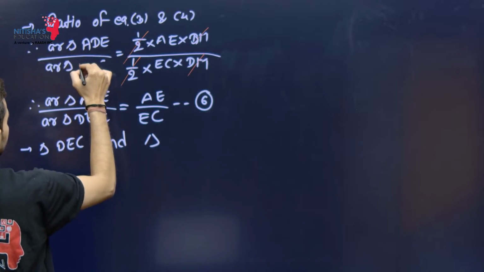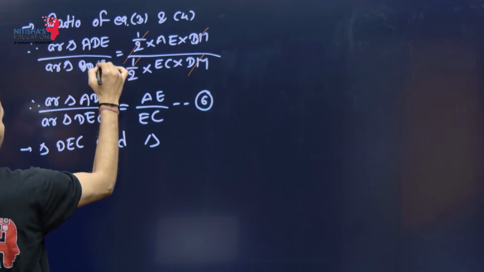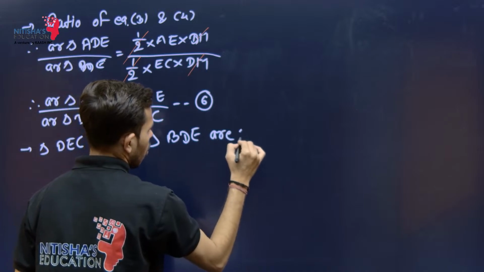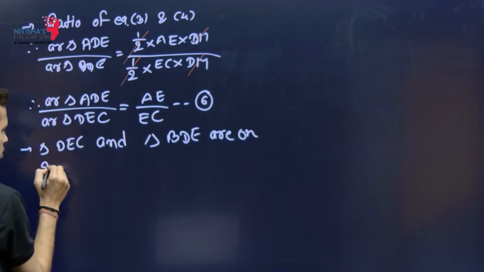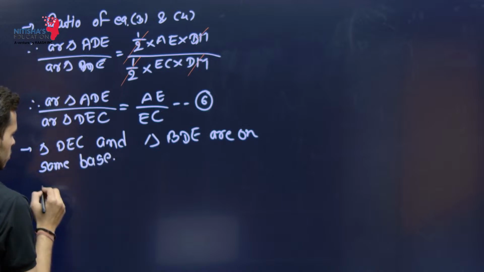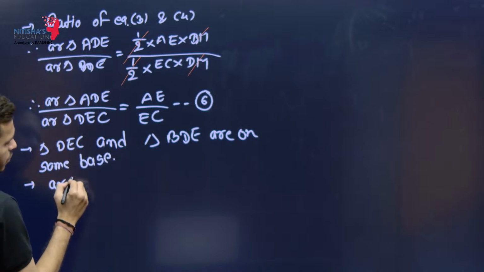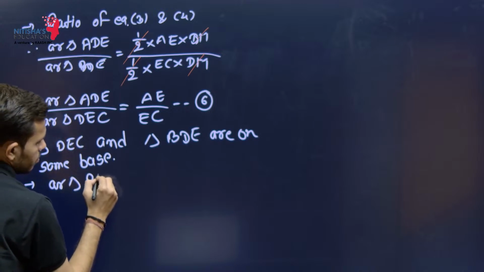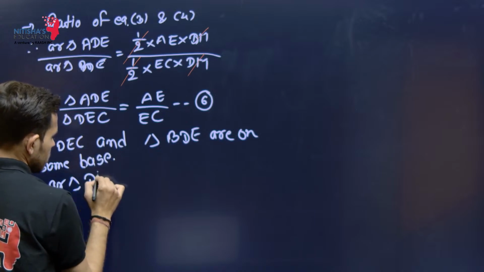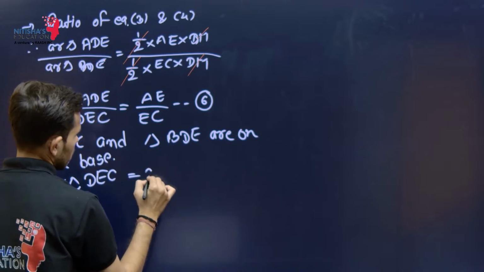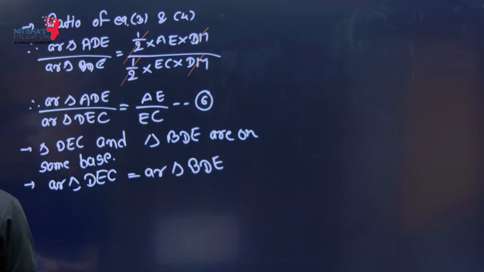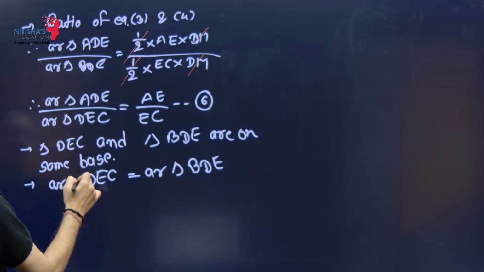Triangles BDEC and BDE are on the same base. So area of triangle DEC is equal to area of triangle BDE. Now what is the area of triangle DEC?